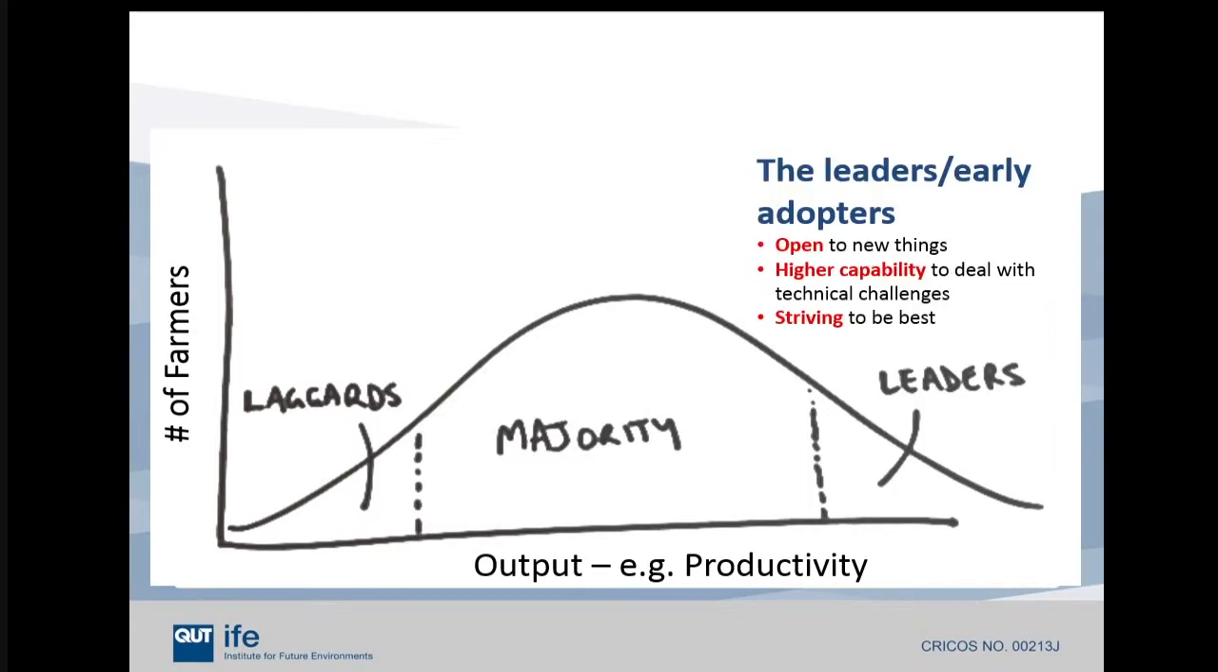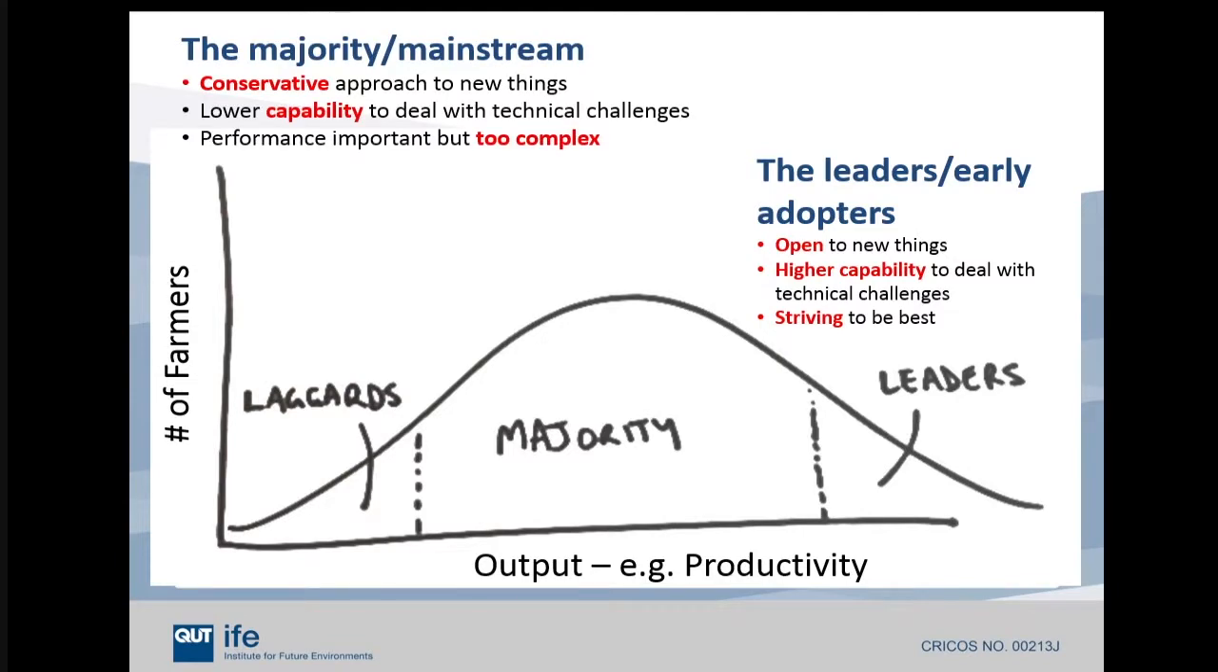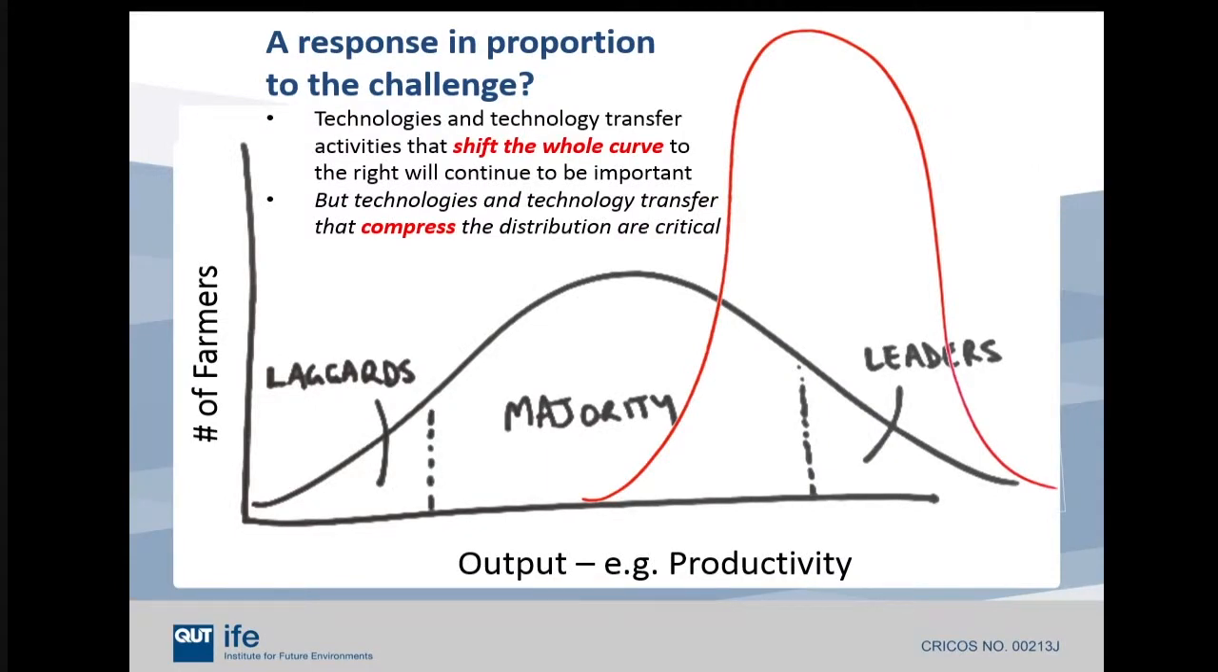So the leaders and early adopters in terms of technology, they're open to things like that one family I spoke about. They have the higher capability and workforce and striving to be the best, and the majority in mainstream are more conservative, don't have as much capability as yet, or the technology to be able to adopt it is more complex. And so what we're trying to do with technology transfer is, can we change the graph to being the red distribution where you shift the whole curve to the right? And importantly, how can we compress that? And we're seeing a lot of these examples at the moment, and my other speakers will be showcasing that in terms of how to shift these curves across.